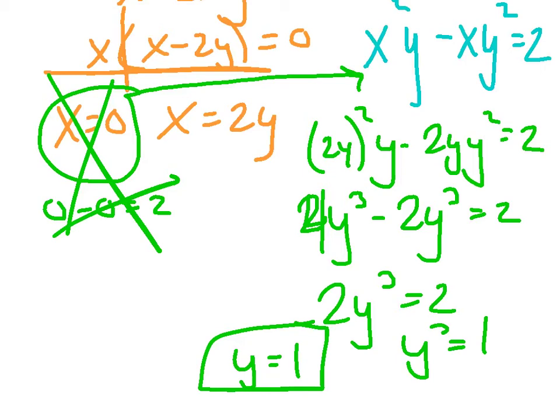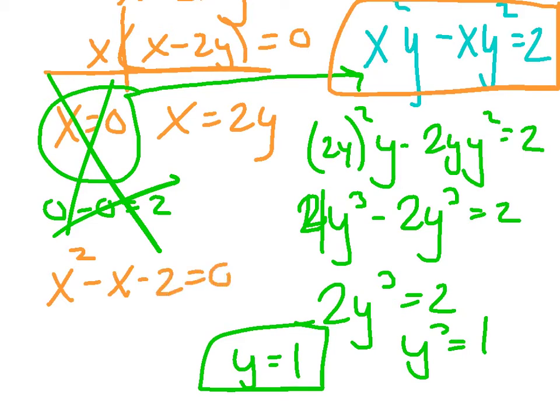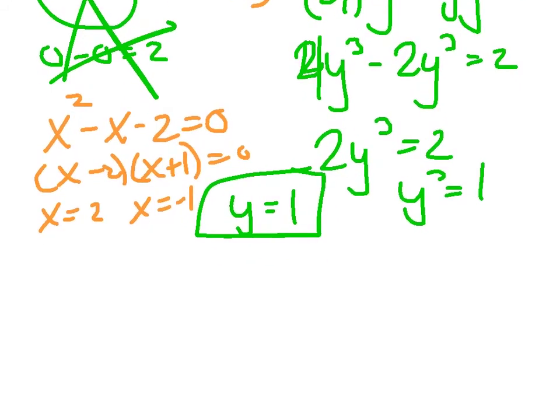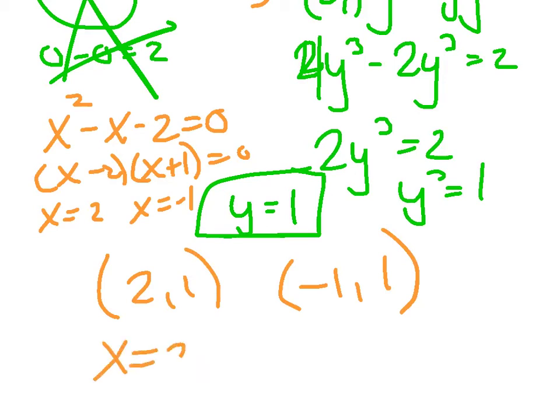So if y is 1 and I plug that back into the original, I get x squared minus x minus 2 equals 0. It's (x minus 2)(x plus 1). I get x equals 2 and x equals negative 1. So remember, these points are actually (2, 1) and (negative 1, 1). That is where I have vertical tangent lines. So if I were to write the equation of the vertical line, I need it to say x equals, so x equals 2 and x equals negative 1.